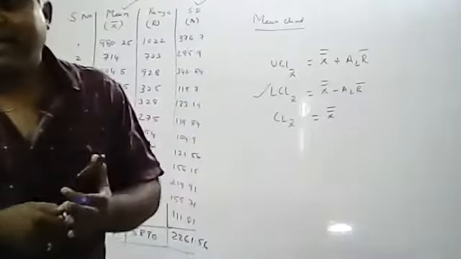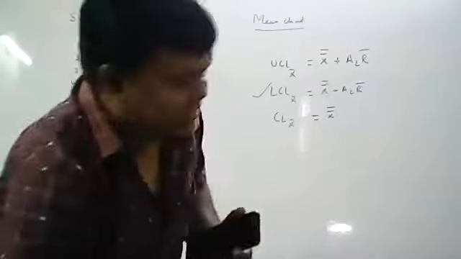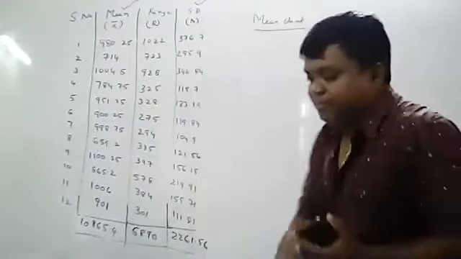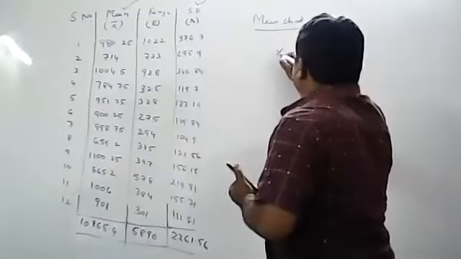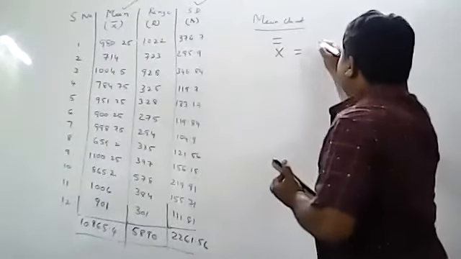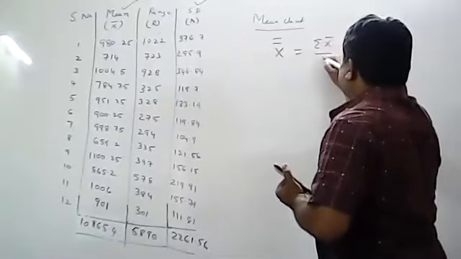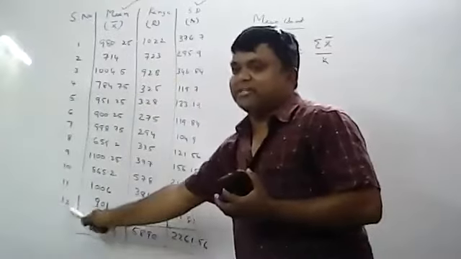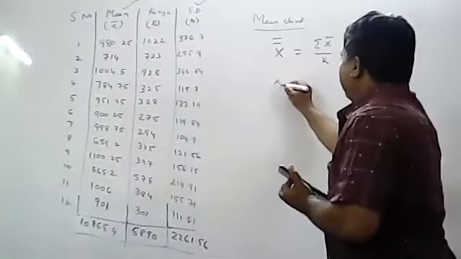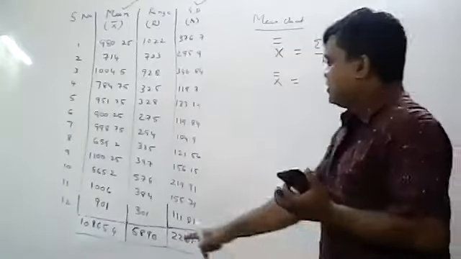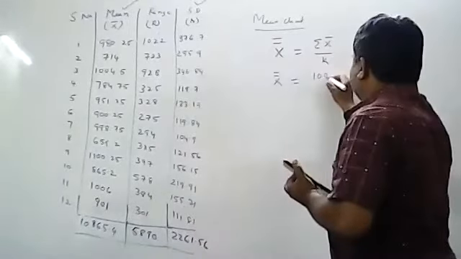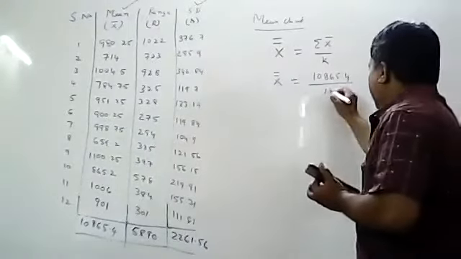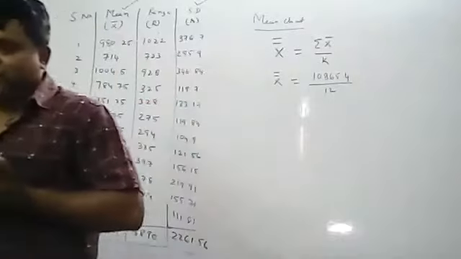First what will I calculate? I require X double bar, and R bar is required. First I will calculate X double bar. What is the X double bar formula? X double bar is summation X bar divided by K, that means mean total divided by K. What is the K value? K value is 12. So what is the mean total you got? X double bar equal to 10,865.4 divided by the K value. What is the K value? 12. Can anyone do the calculation and tell me the answer?